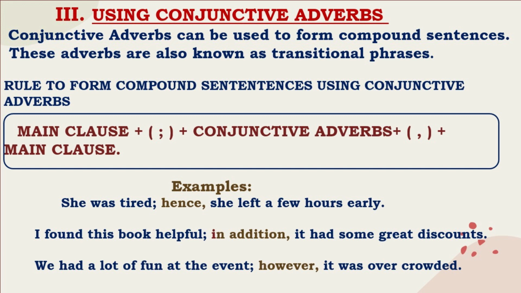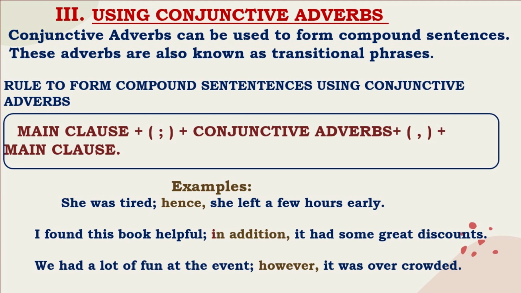We all know by now that conjunctions are connectors. When adverbs act as connectors, they are known as conjunctive adverbs. It is important that you use the correct conjunctive adverb. Here is how you could form compound sentences using conjunctive adverbs. You must also take note of how these are punctuated.